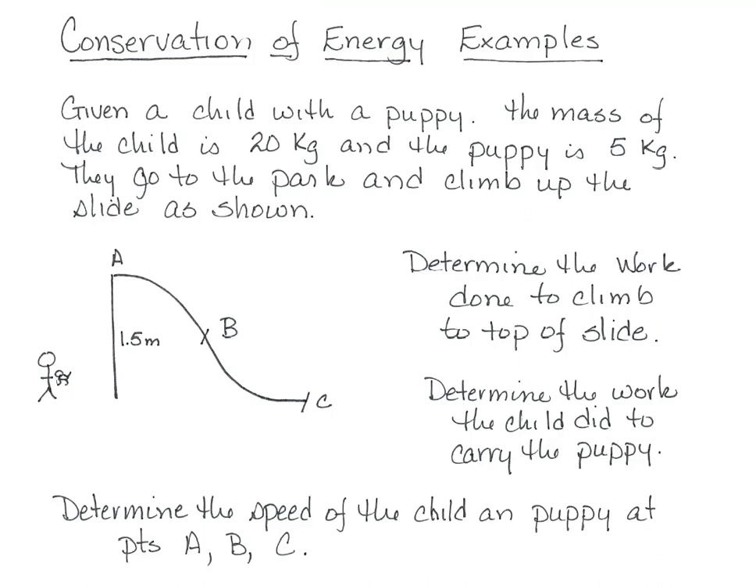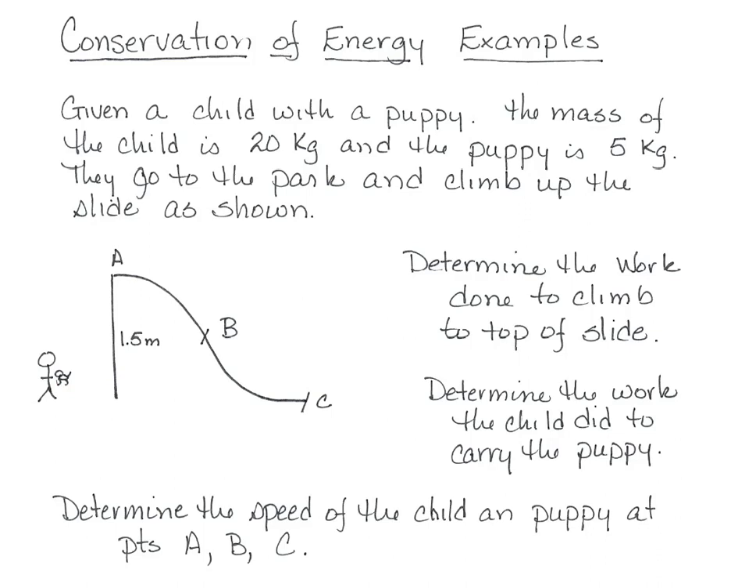We've got a child with a puppy, and the mass of the child is 20 kilograms, and the mass of the puppy is 5 kilograms. They're going to go to a park, and they're going to climb to the top of a slide that I've shown down here. A couple things I want to point out about this slide is that C is at the same plane as the bottom of the ladder. So we're not going to have a disparity of height when we get to C. When the kiddo and the puppy slide down the slide, they're going to end up on the ground. B is going to be halfway up the slide.